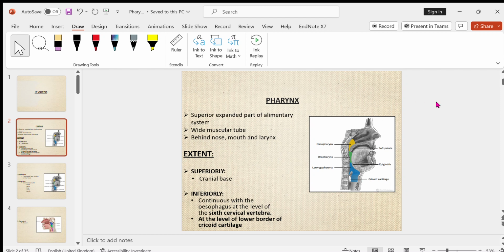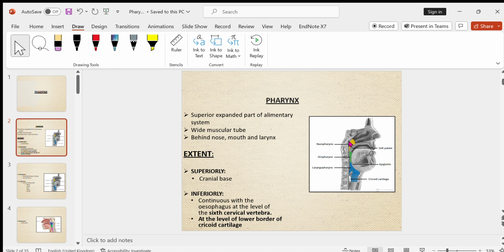So, in today's video lecture, we are going to discuss the pharynx. The pharynx is the superior expanded part of the alimentary system. It is a wide muscular tube. Here in this picture, the colored portions that you are seeing are the different parts of the pharynx.